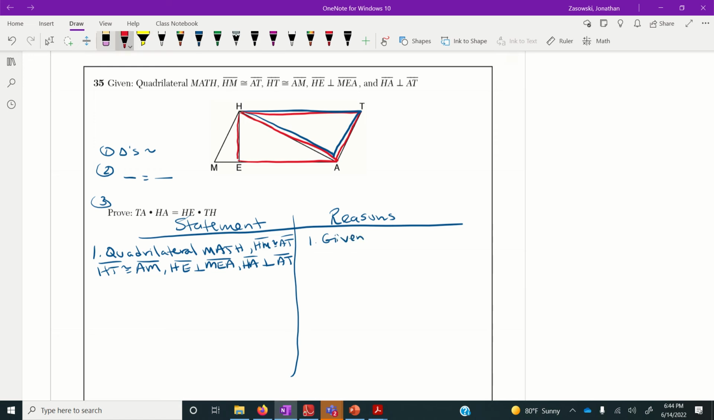Okay, so we got HM equal to AT, and we got HT equal to AM. Well, that's going to help us out, if you can see where that's going. Maybe you can throw it in the chat what we can do with that stuff. We also have HE, that's right here, is perpendicular to MEA, so remember that's going to get us those boxes right there. And HA perpendicular to HT, so that's going to give us another box like right over here.